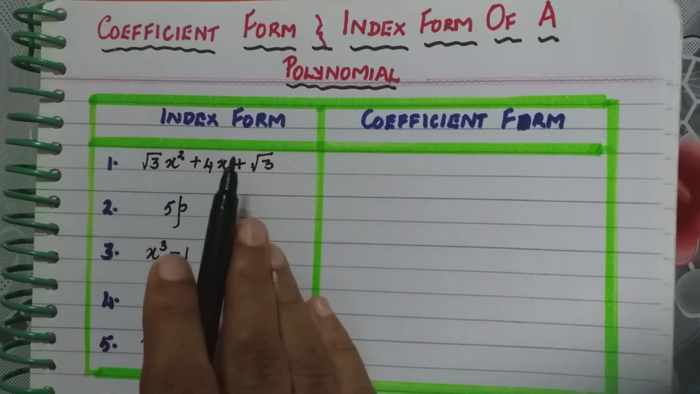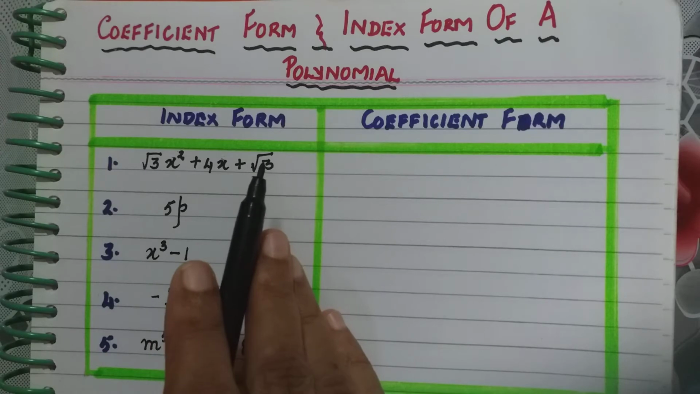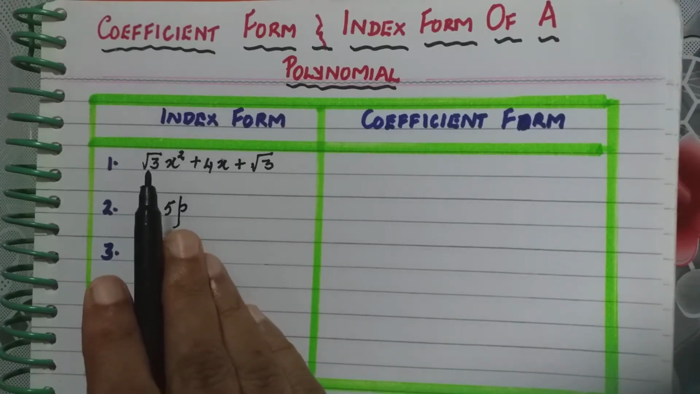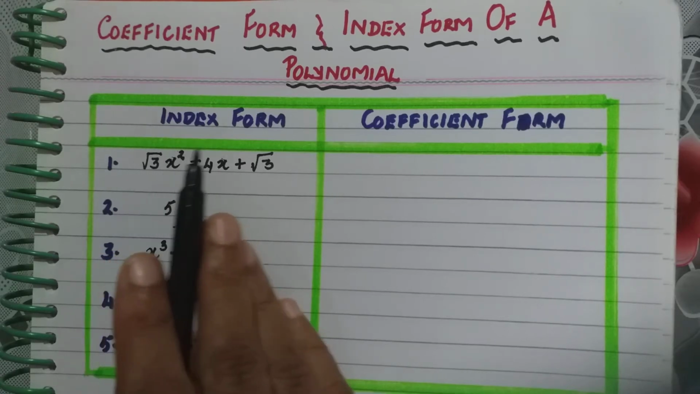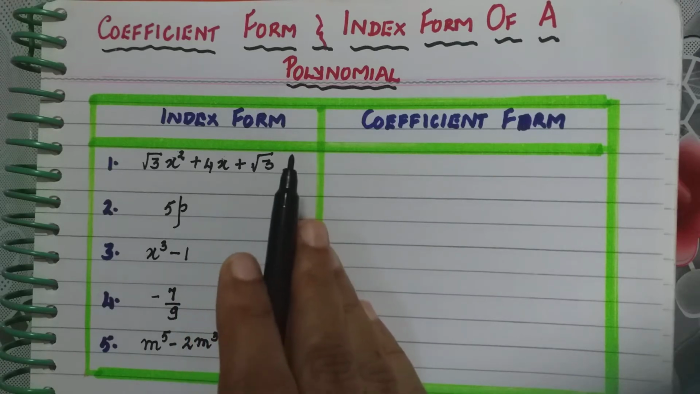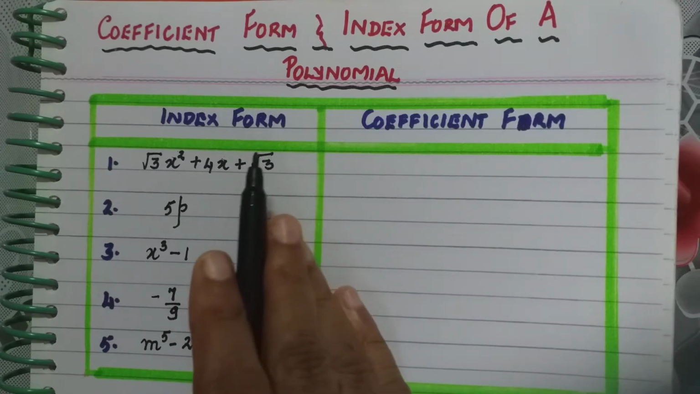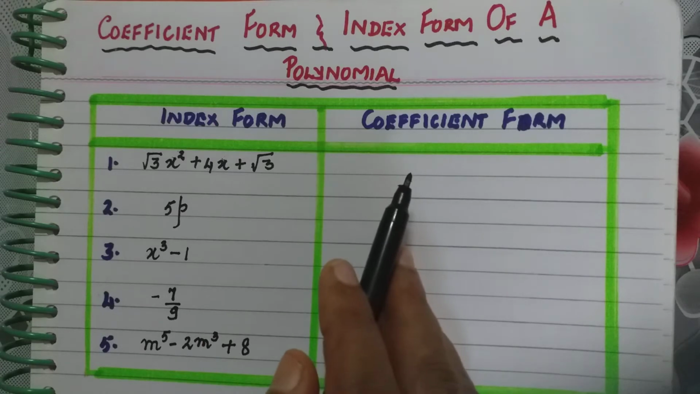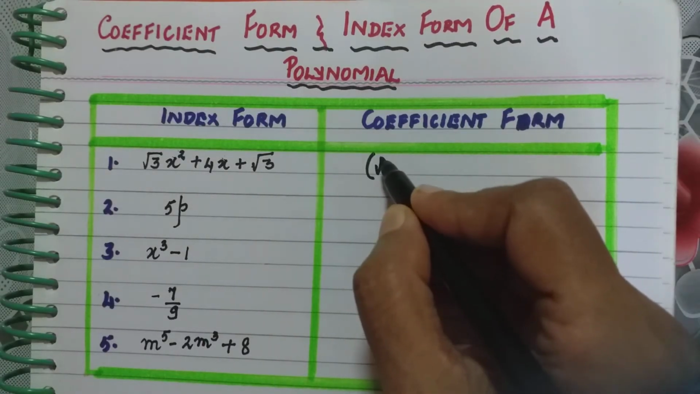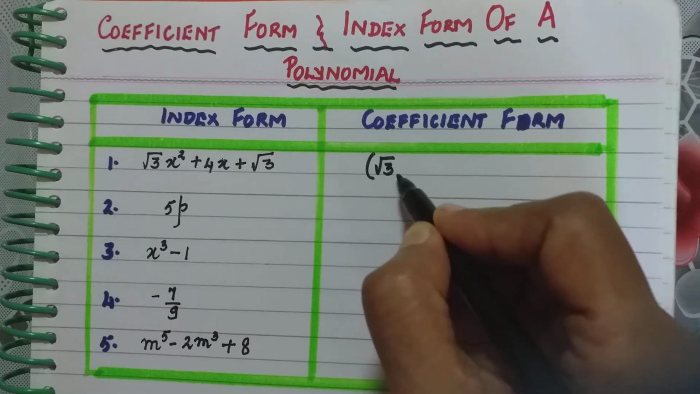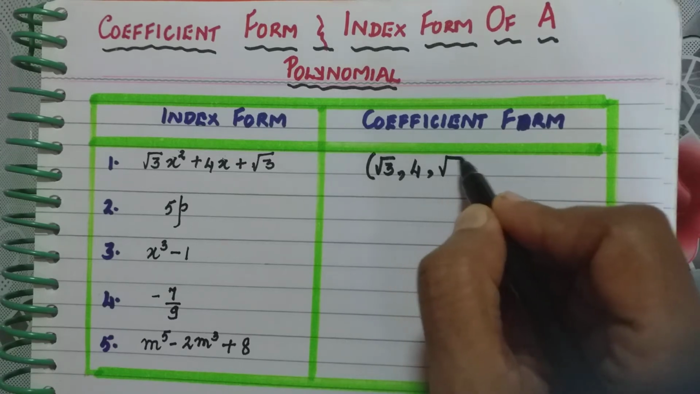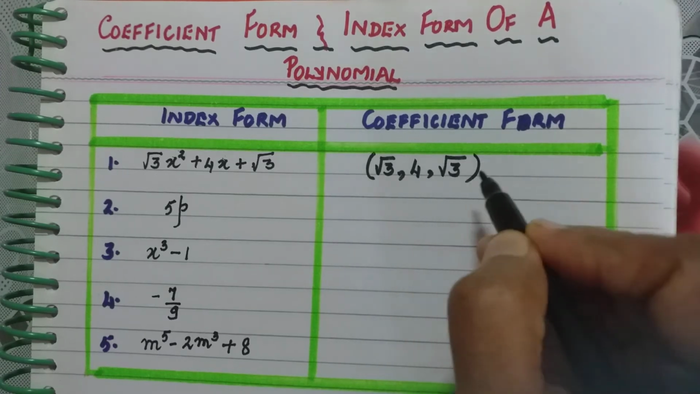So we have to look at the number in front of the variable. So here in front of the variable is root 3. Here in front of the variable is 4. And here there is no variable. So this itself is a coefficient, root 3. So how will I write this in the coefficient form? This will be root 3, comma 4, comma root 3.